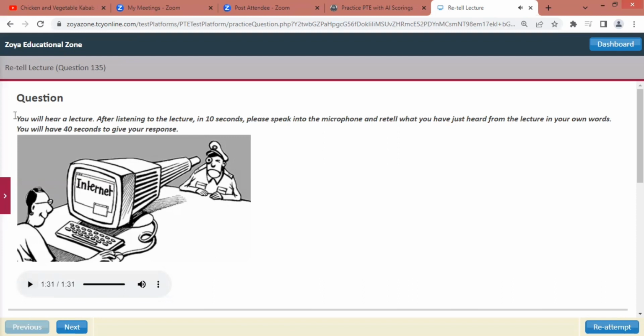So we have listened to a lecture. After the lecture, we will have 10 seconds to prepare ourselves to speak again on the lecture. Please speak into the microphone and retell what you have just heard from the lecture in your own words. So it's a major word. It should be in your own words. It means we are not going to speak words from the lecture or the sentences from the lecture, not a word. We can pick words from the lecture, but we are not going to pronounce the same structure or the same sentences from the lecture.